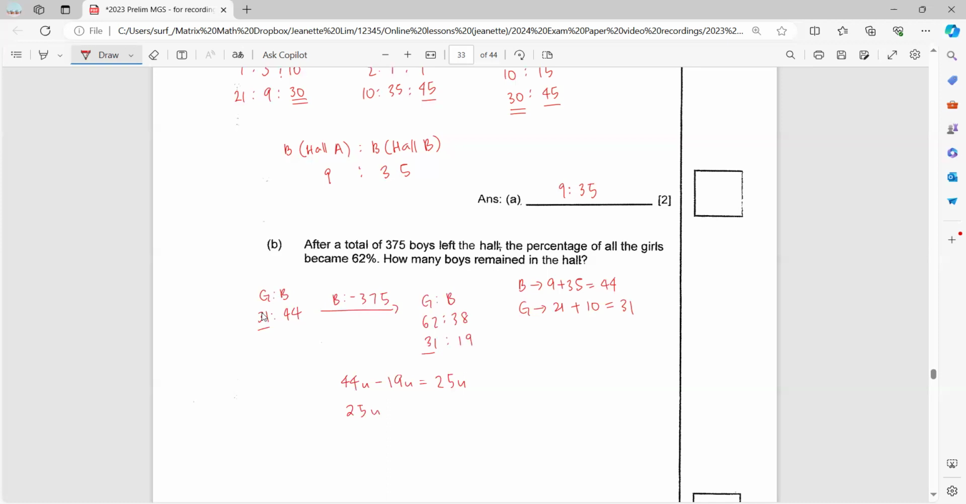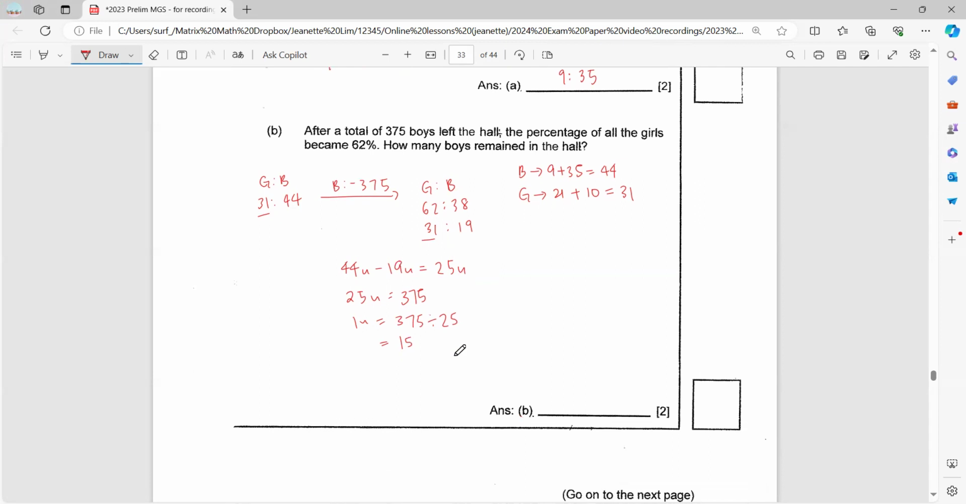So 25 units is 375. Then 1 unit will be 375 divided by 25, which is 15. How many boys remain in the hall? So we're looking for boys in the end, which is 19 units. So 19 times 15, 285.